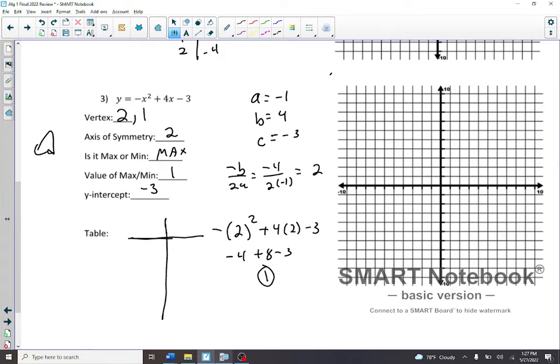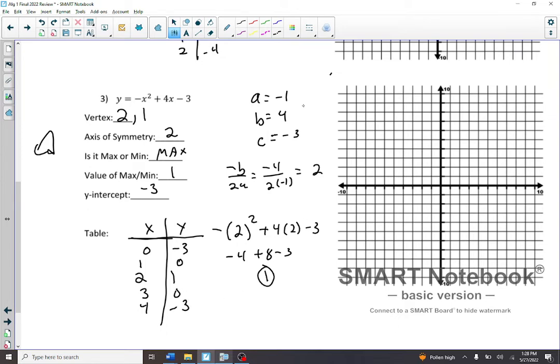Again, I'm going to make a table, x, y. And I'm going to put 2, 1 in the middle. Because I put 2 in the middle, I want 1, 0, and 3, 4. I want to go 2 to the left, 2 to the right. 2, 1 being in the middle. And then I just do the math. 1 would be 0, 0. And then 0 would be -3, -3.